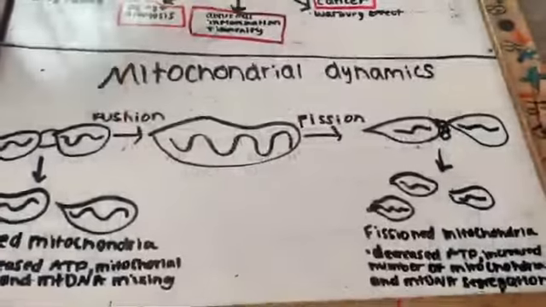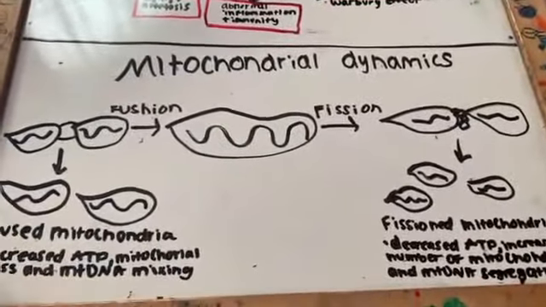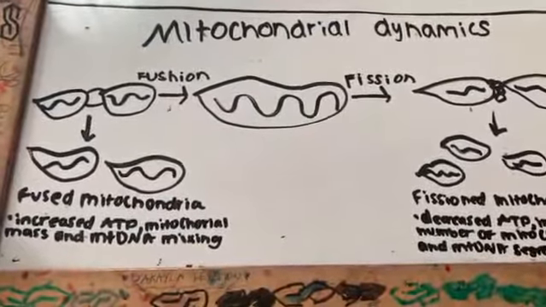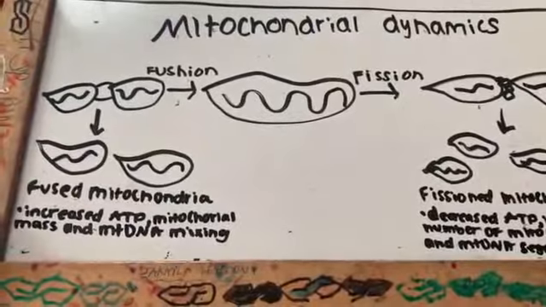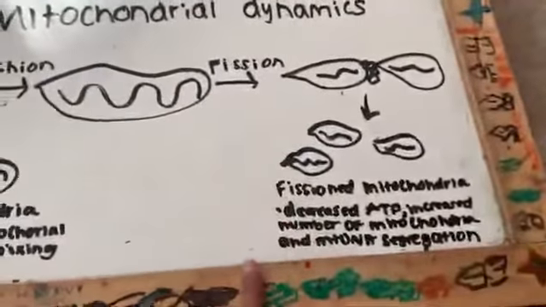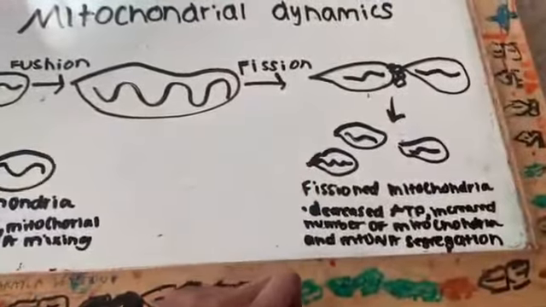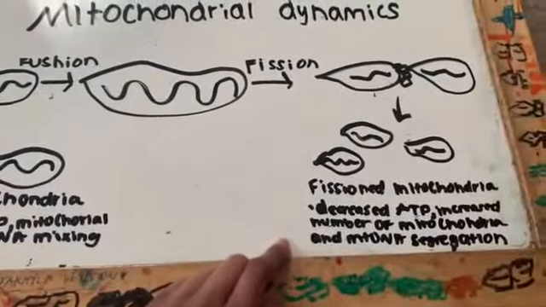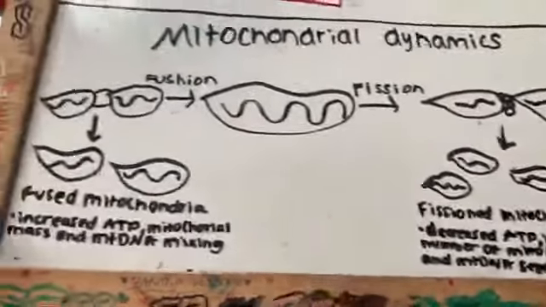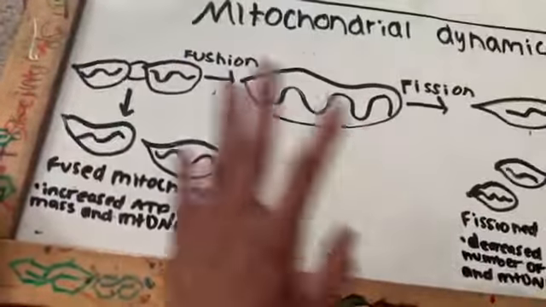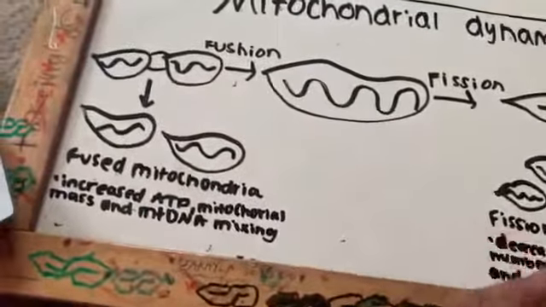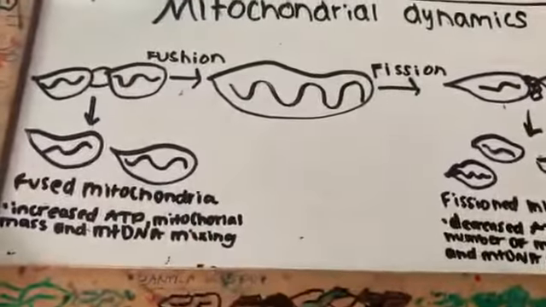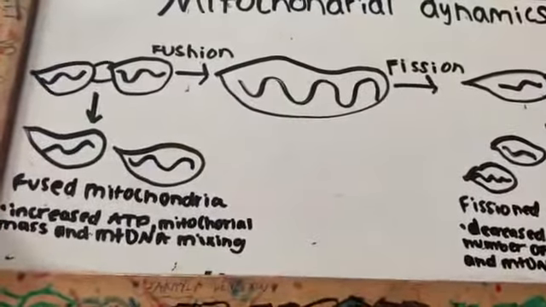So the topic is mitochondrial dynamics. We have fusion and fission. For fusion, it's fused mitochondria. It increases ATP, mitochondrial mass, and mtDNA mixing. Fission produces fissioned mitochondria. It has decreased ATP, increased number of mitochondria, and mtDNA segregation. This is very important. The balance of fusion and fission is very important. If these are not balanced, it can lead to mitochondrial dysfunction.